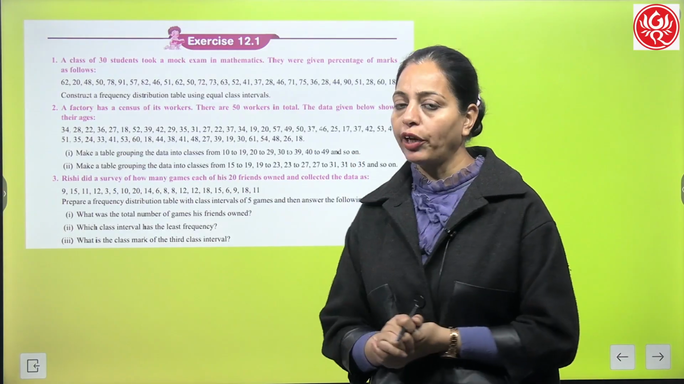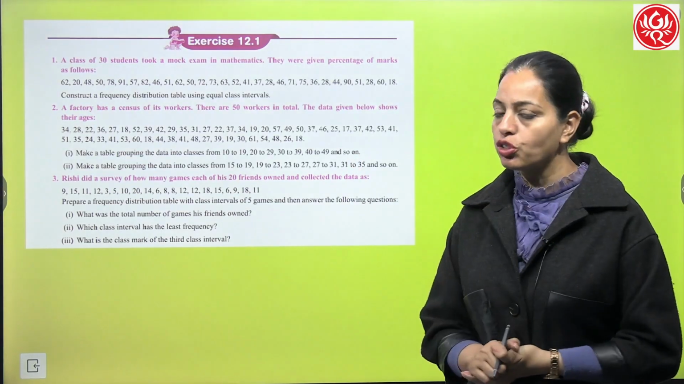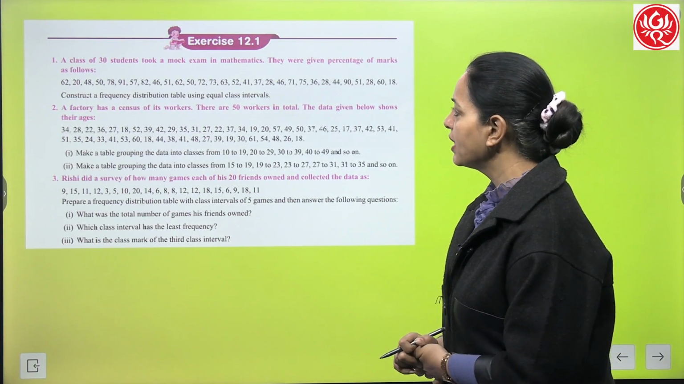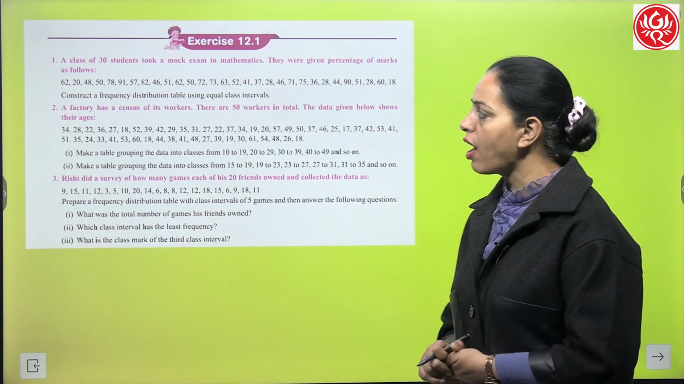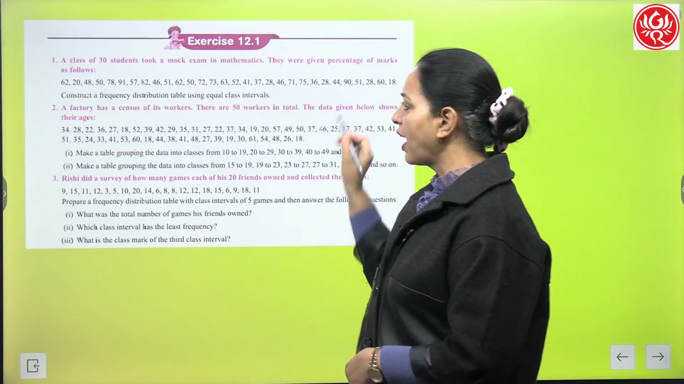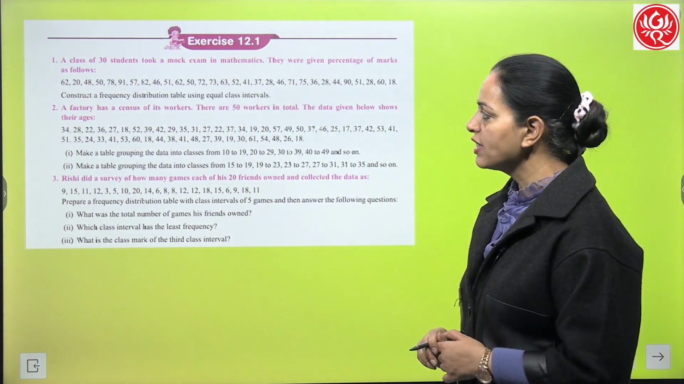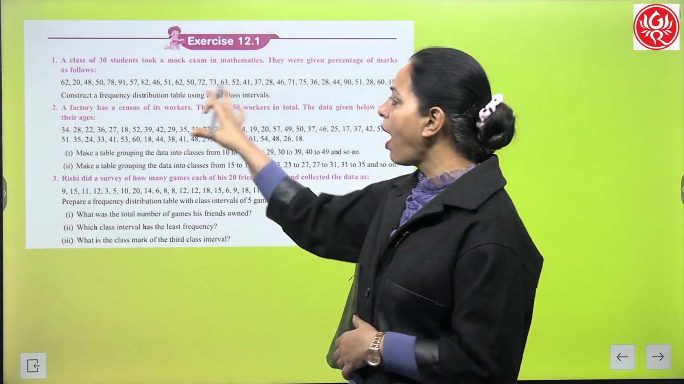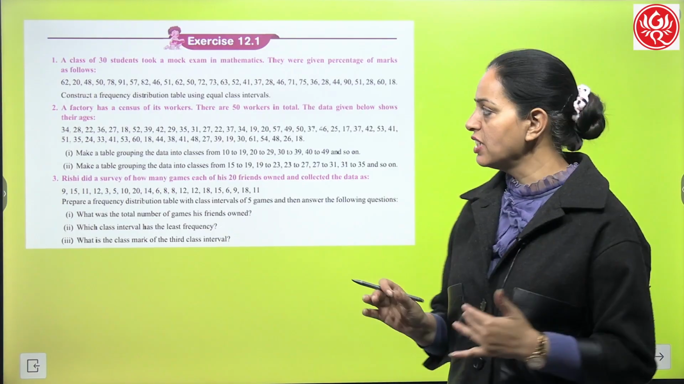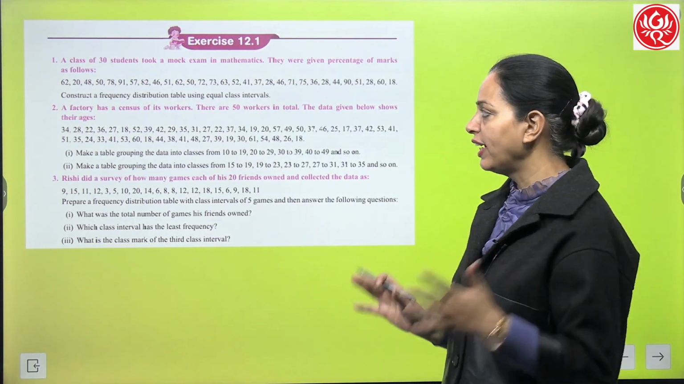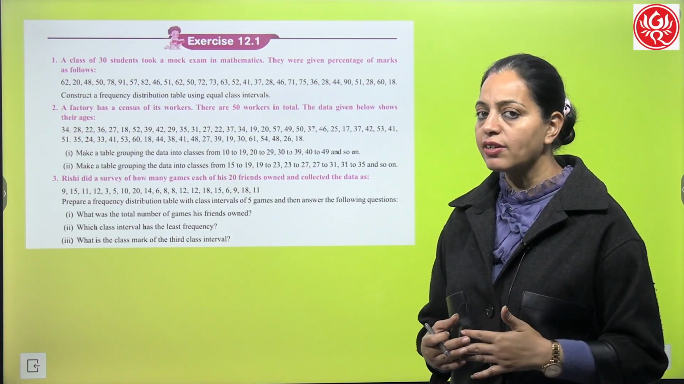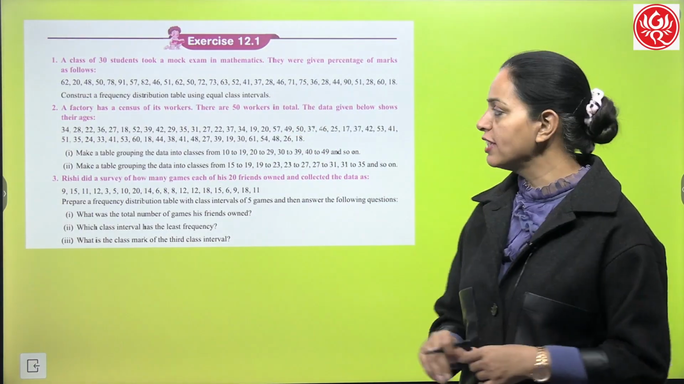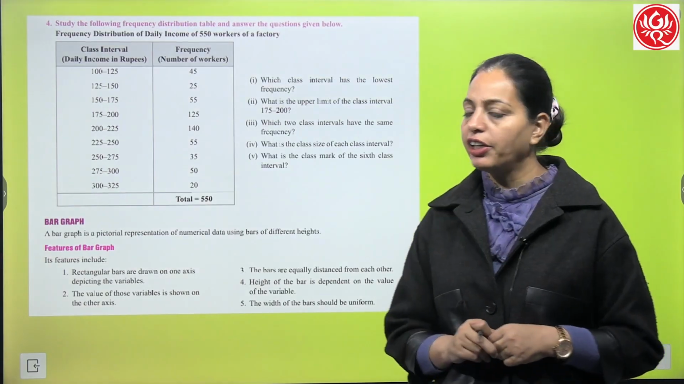Now exercise 12.1 based on this type of example. See question number 1. A class of 30 students took a mock test in mathematics. They were given percentage of marks as follow. So here these are the marks, and construct a frequency distribution table using equal class intervals. Now here marks given. Now arrange in ascending order. Find the smallest one, find the greatest one, then find the class intervals, frequency, tally marks, then you can construct a frequency distribution table. Similarly, you can try remaining question.